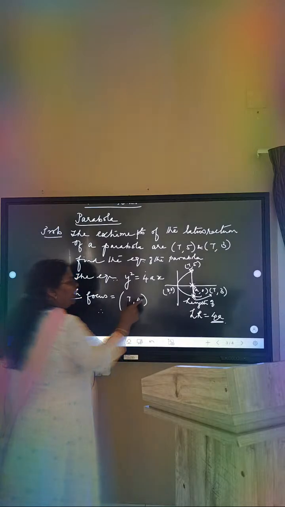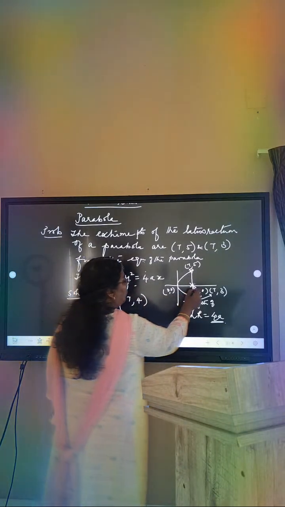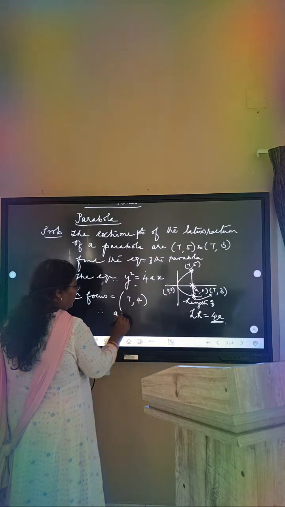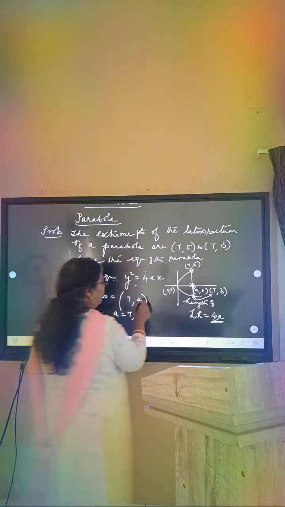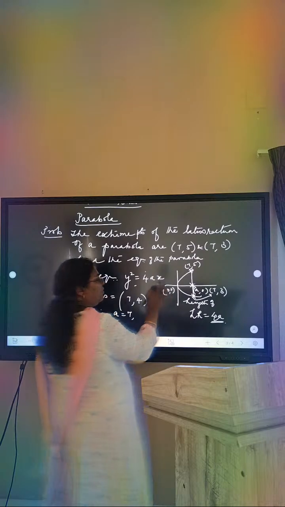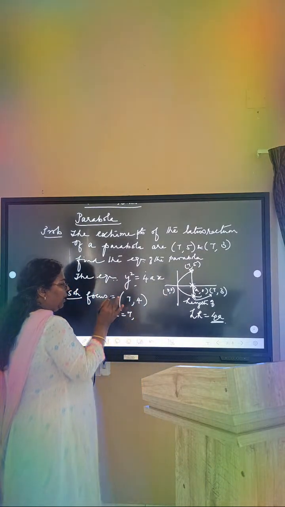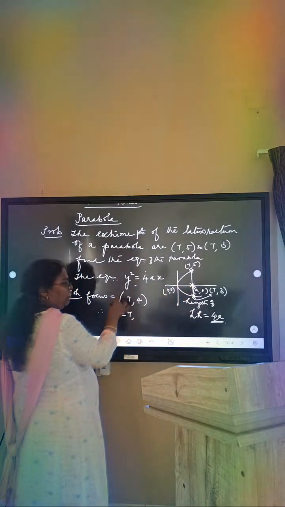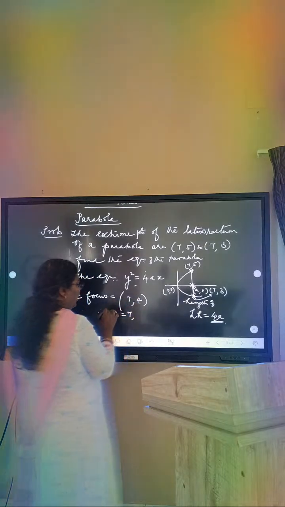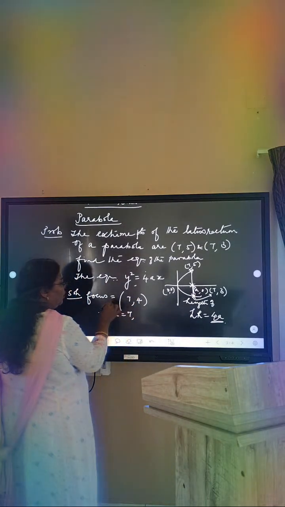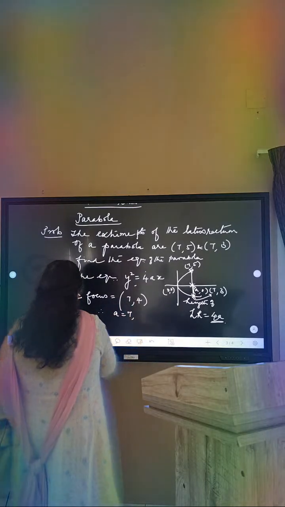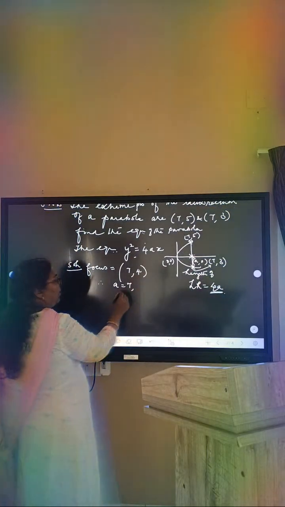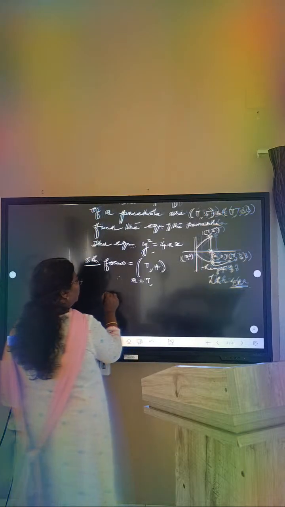But for the parabola y square is equal to 4ax, the focus is (a, 0), whereas here the focus is (7, 4). So the vertex is not at the origin here, and therefore it is somewhere else. So when we write the equation of the parabola, we have to find the vertex first, so with the help of this I found the focus.